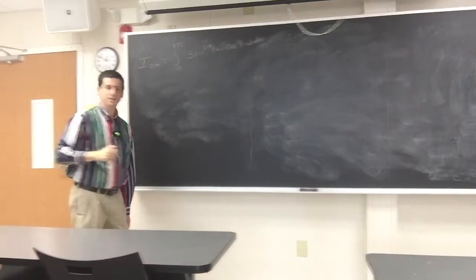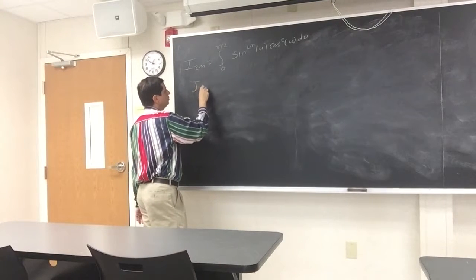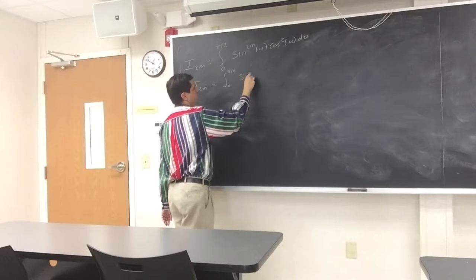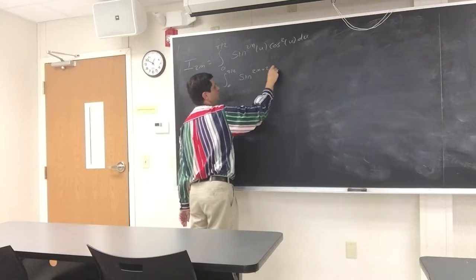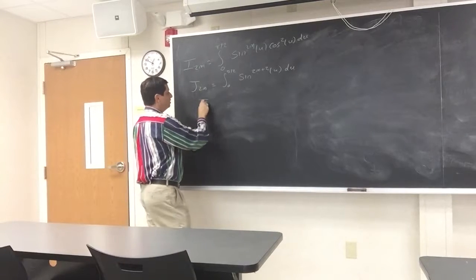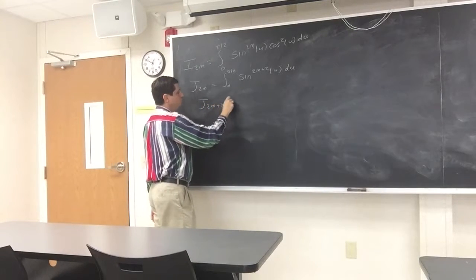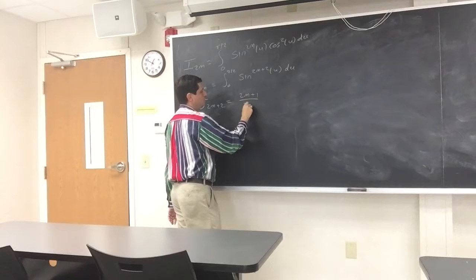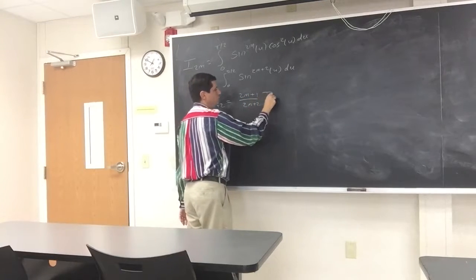Right, this is what we had, right? And then we defined j2m to be the integral from 0 to pi halves of sine to the 2m plus 2 of u du. And then we got a recurrence relation, j2m plus 2 was equal to 2m plus 1 over 2m plus 2 j of 2m.